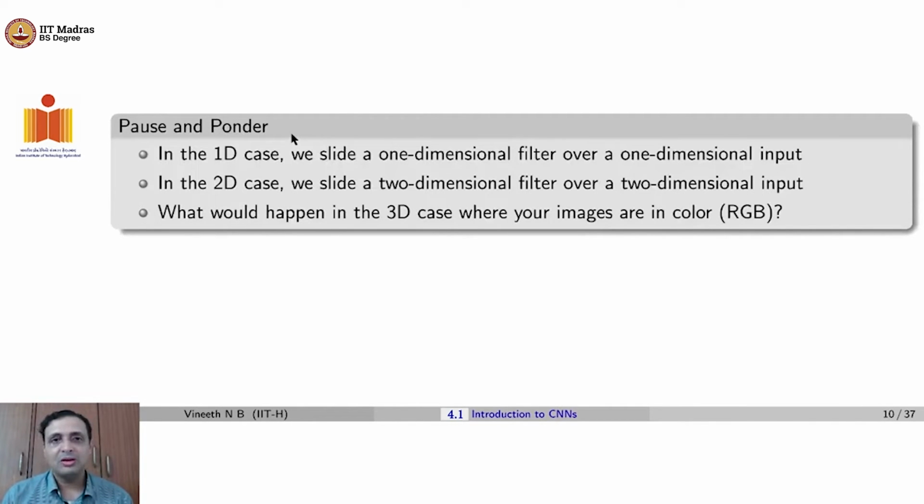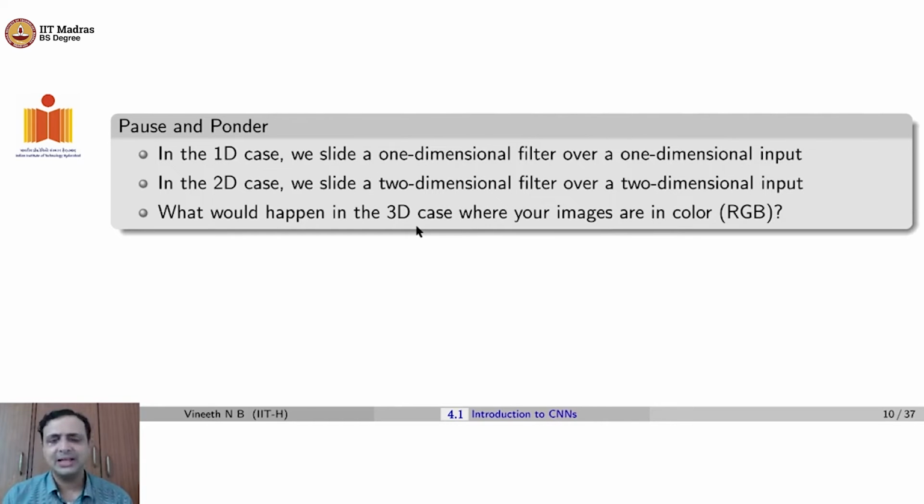We know from what we've seen so far that for the 1D case, when you do convolution, you slide a one-dimensional filter over a one-dimensional input. Similarly, in the 2D case, you slide a two-dimensional filter, as in images, such as say the Sobel edge filter and so on, over a two-dimensional input. Let's try to take this further. What would happen in a 3D case?